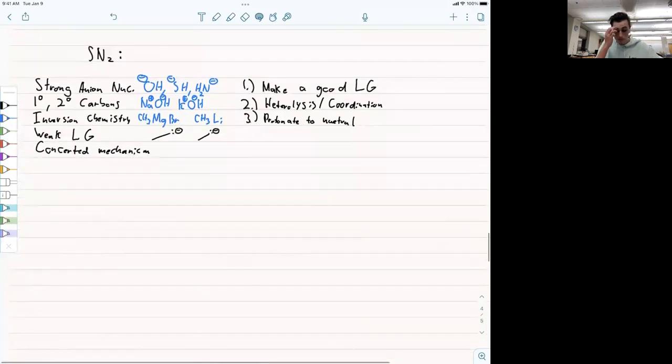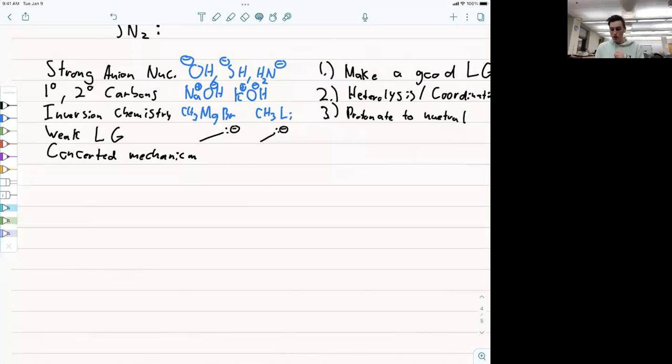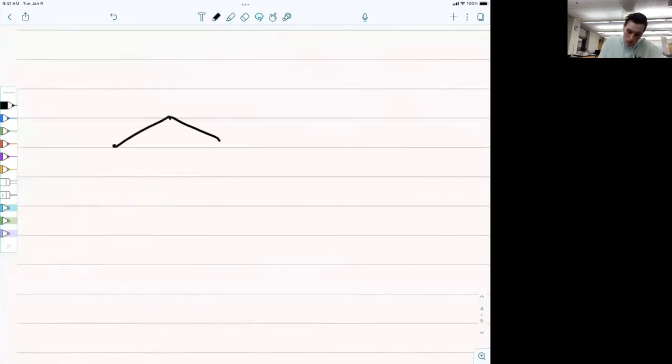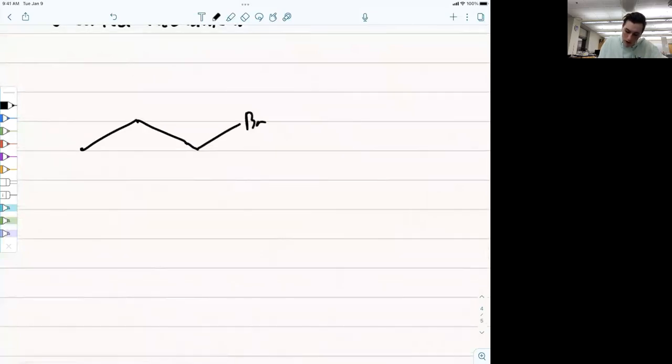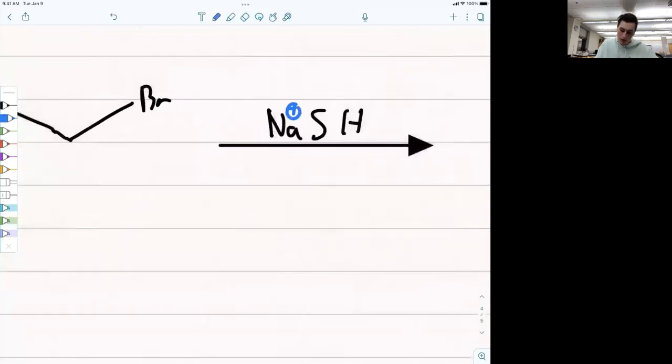SN2. So we know we need to make a good leaving group, and then heterolysis, coordination, and protonate to neutral. Those are my 3 steps. So let's try one. I'm gonna put one of these on the board. This is pretty simple with bromine, and then I'll do this with SH-. The way this will work is I'm gonna either make a good leaving group or already have one. Actually, I'm gonna change my nucleophile a little bit, just to emphasize that these things are the exact same. This is plus and this is minus.